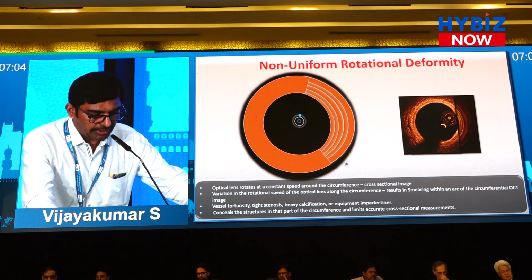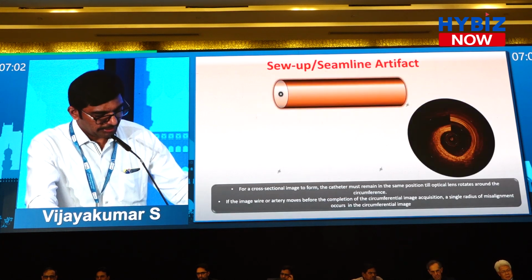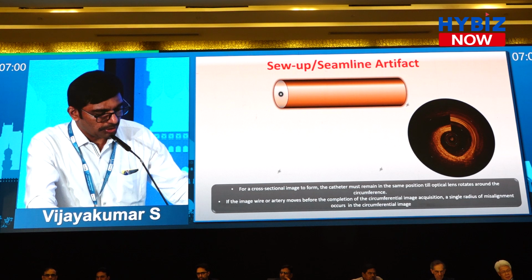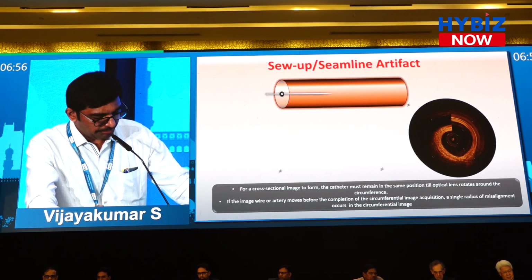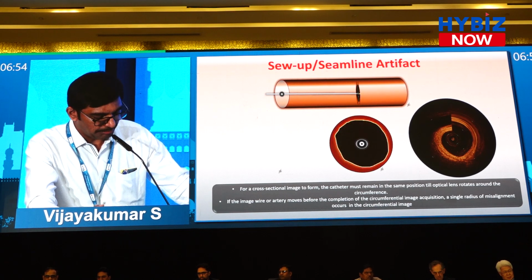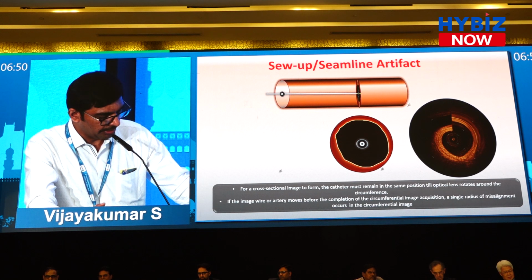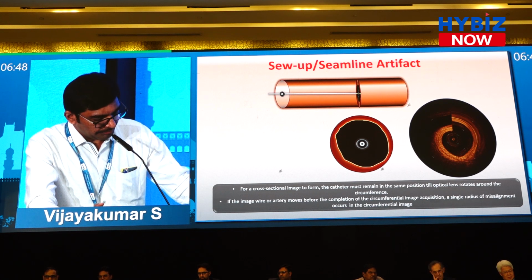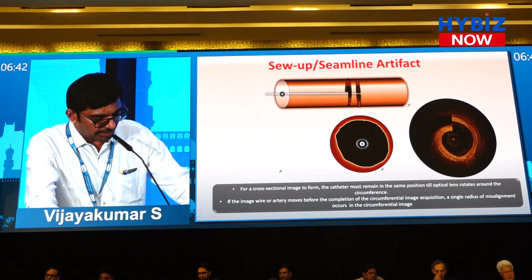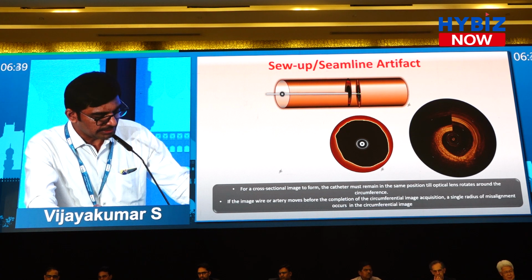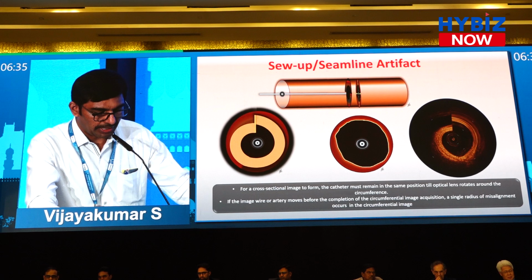The next artifact that results from this is the sew-up or seam line artifact. For a cross-sectional image to form, the catheter must remain in the same position until the optical lens rotates around the circumference. If the imaging wire or artery moves before the completion of the circumferential image acquisition, a single radius of malalignment occurs in the circumferential image. That is called sew-up or seam line artifact.